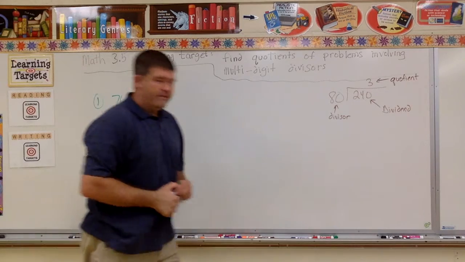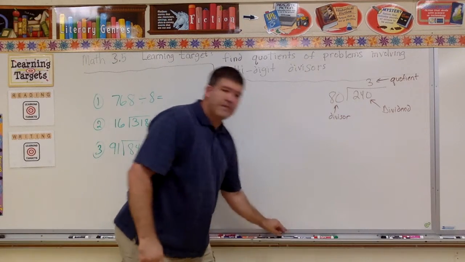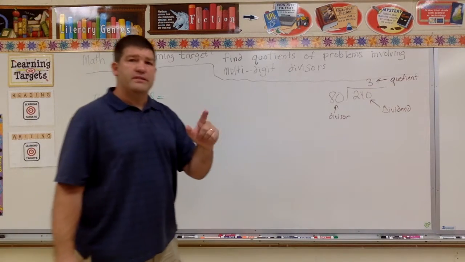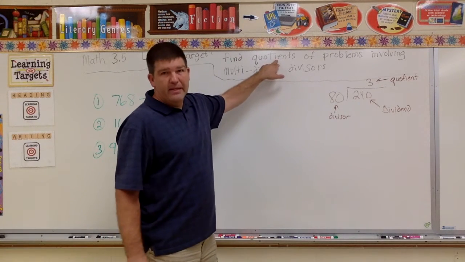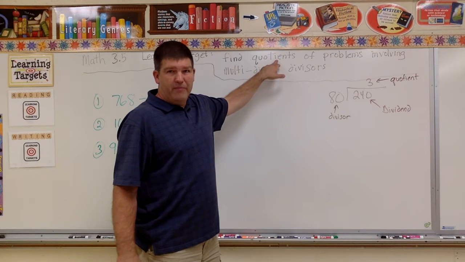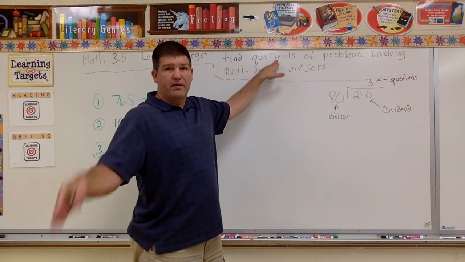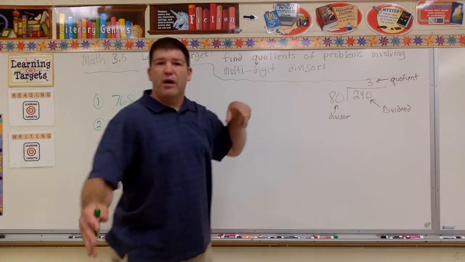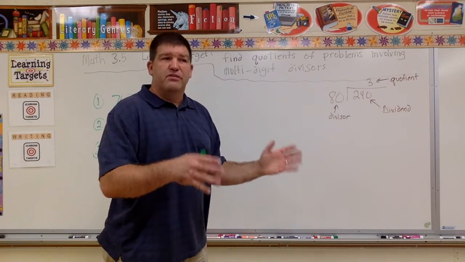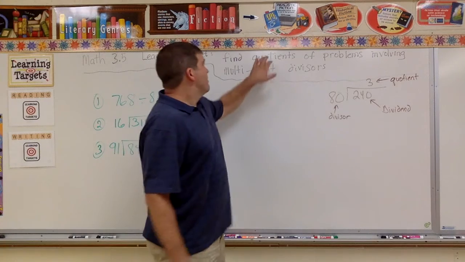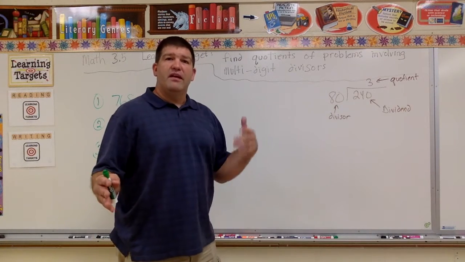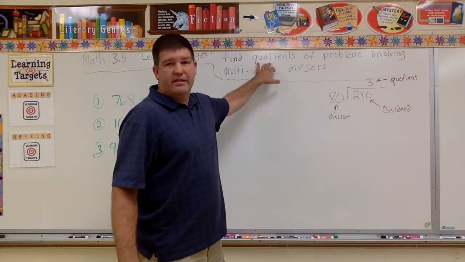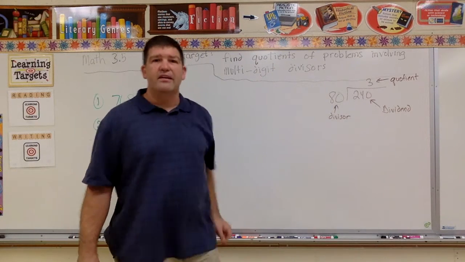All right, 3.5. Now, the learning target for this one is to find quotients. That means you're doing a division problem. You're dividing something in equal parts. Quotient, you want to find the quotient, that's the answer. Kind of like the product. You have factors, you multiply them together, you get your product. Quotient, you have a dividend and a divisor. You divide them, and you get your quotient. Okay, so whenever you see the word quotient, you think division.